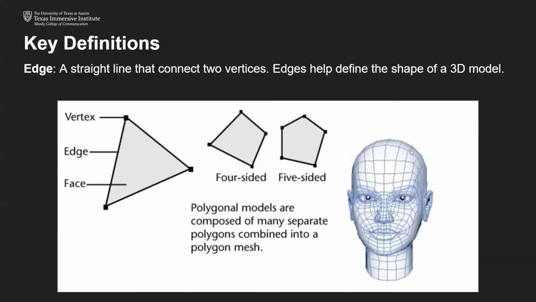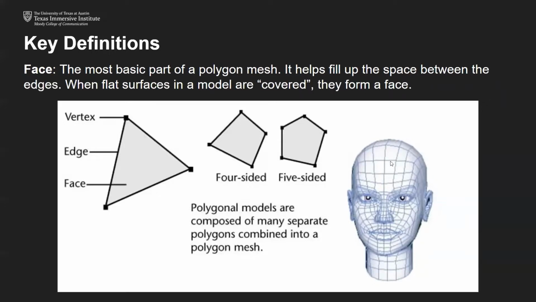An edge is the line that you see when you see 3D models like this. An edge connects two vertices. And a face is the interior shape created by the vertices and edges. These always exist on one plane, they're flat. And so when flat surfaces in a model like this are all covered, this forms the geometry face.